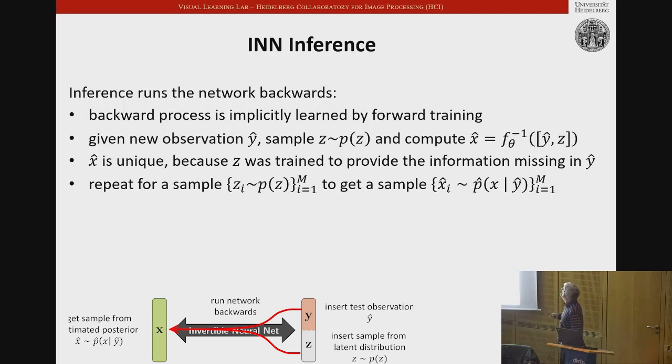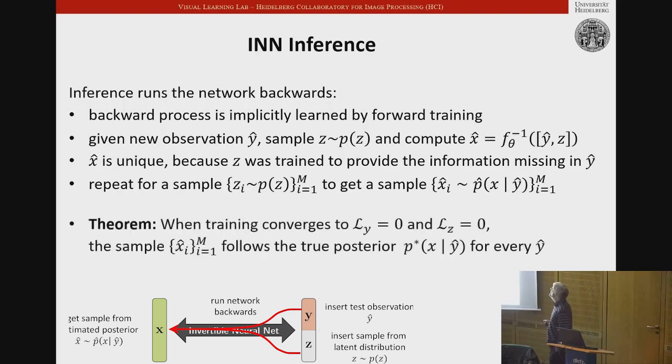And then we repeat this several times. So we sample many z's, and then we get a sample of x's. And we can prove that if the losses are actually zero, which of course never happens in practice, then the sample of x hats follows the exact posterior that we wanted to learn. So right now, an open problem is how close to the true distributions we are if these losses are non-zero.